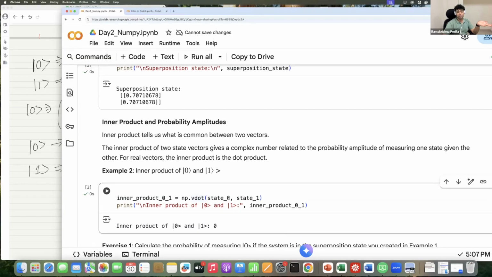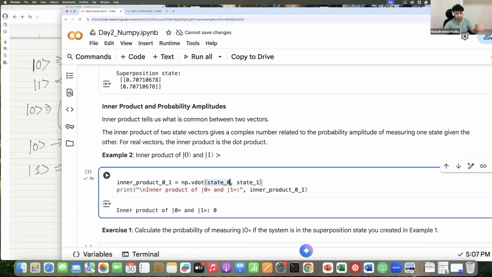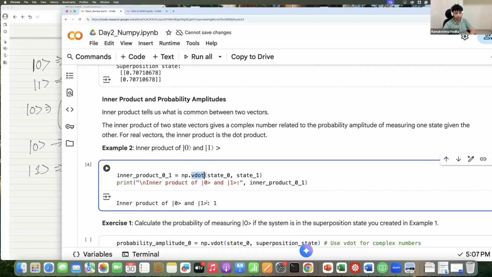For example, if I change this to state 1, what would I get? That's right. We should get 1, right? Because the inner product of 1 with 1 is 1. Again, the main point here, for those of you who are not familiar with NumPy, is that vdot is more general, and handles even the complex conjugate, right?